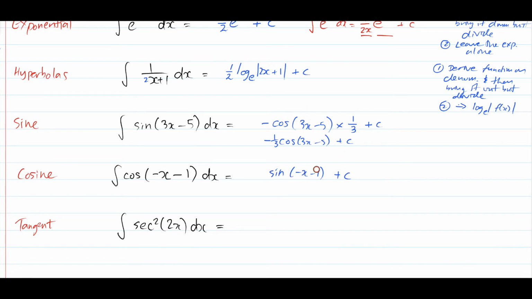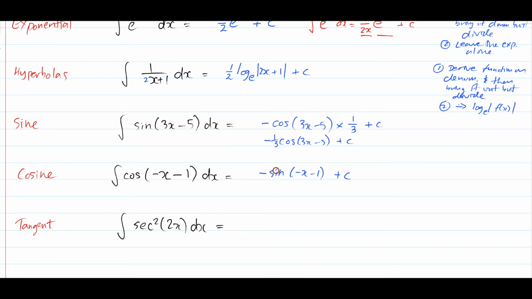But once again, you derive the function on the inside and then you bring it out and divide it. So in this case, we derive it here, we get negative 1. The negative 1 here disappears, negative x becomes negative 1. 1 divided by negative 1 is still negative 1, so therefore you get negative sine of negative x minus 1 plus c. So just be careful, don't mix them up.